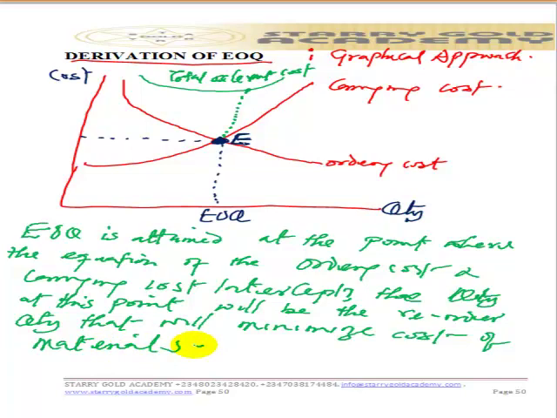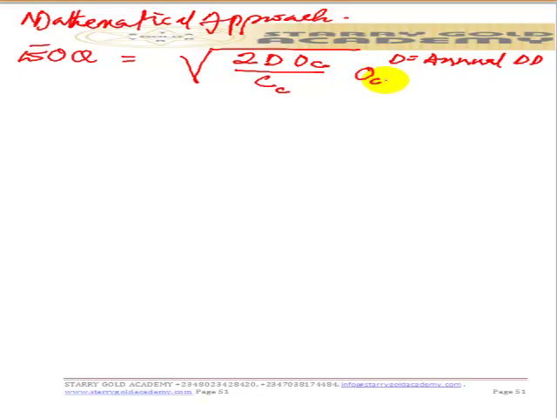So usually in cost accounting, you will not be examined on the graphical method, but the algebraic method, which are the formulas for estimating the EOQ. The formulas that are associated with EOQ, so I call them mathematical approach. So if we are going to get our EOQ, economic order quantity, the formula is square root of 2DOC over CC. In this case, D is annual demand. OC is the ordering cost per order. CC is carrying cost per unit.